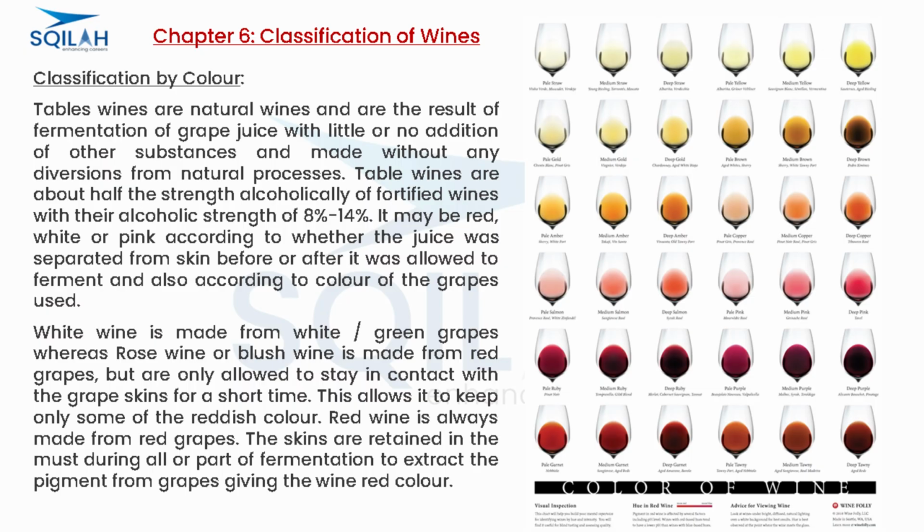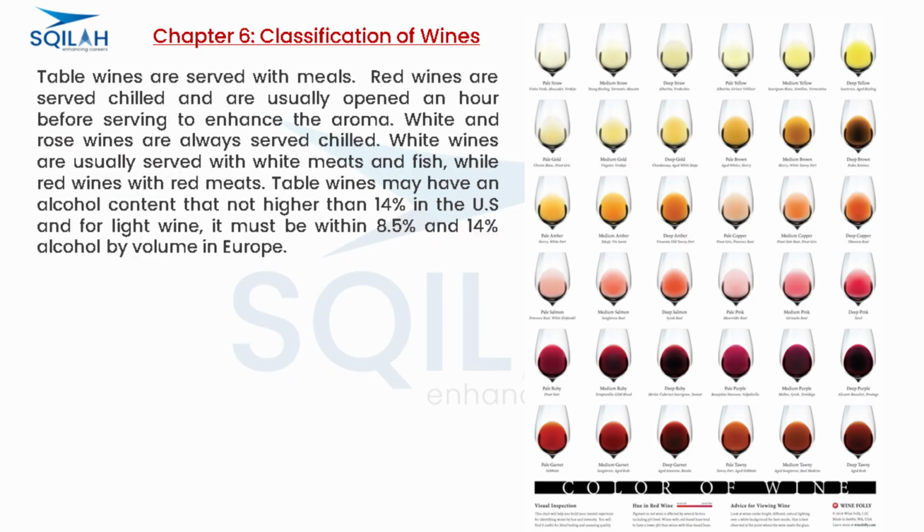White wine is made from white/green grapes, whereas rose wine or blush wine is made from red grapes, but are only allowed to stay in contact with the grape skins for a short time. This allows it to keep only some of the reddish color. Red wine is always made from red grapes. The skins are retained in the must during all or part of fermentation to extract the pigment from grapes, giving the wine red color. Table wines are served with meals.